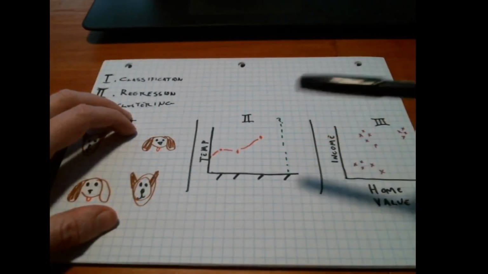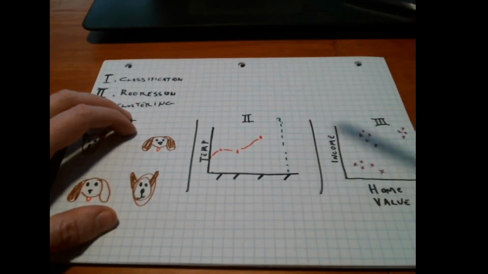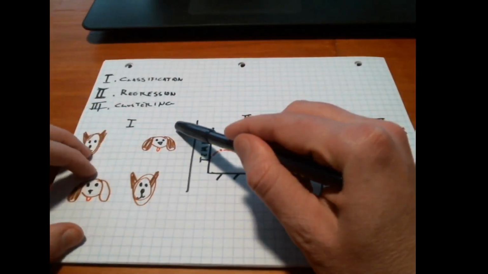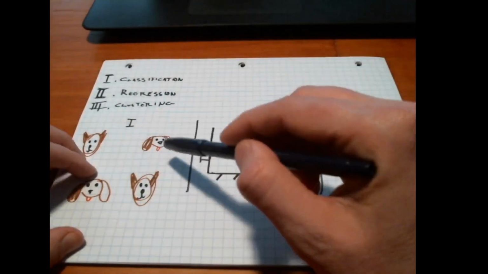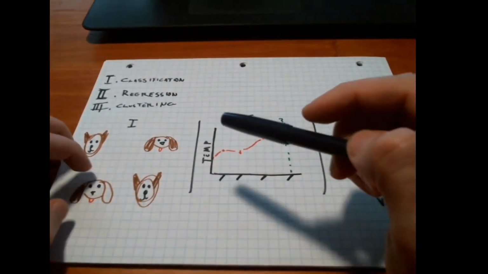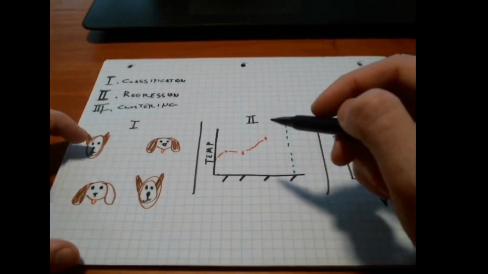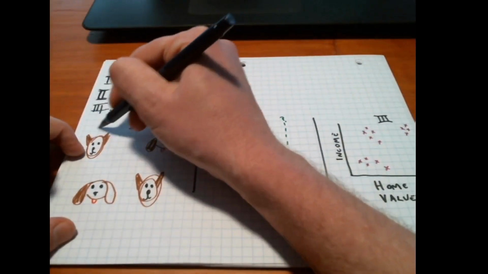There are three kinds of relationships that we can learn using machine learning, or three tasks that we can do. The first task is classification, or learning a relationship between data and a label of that data.